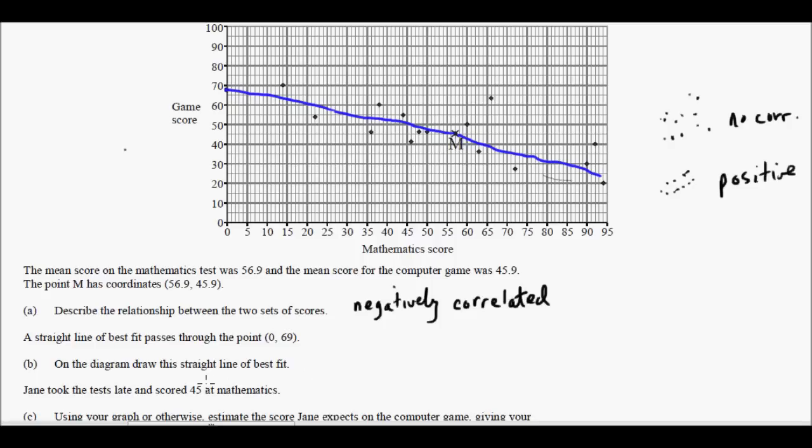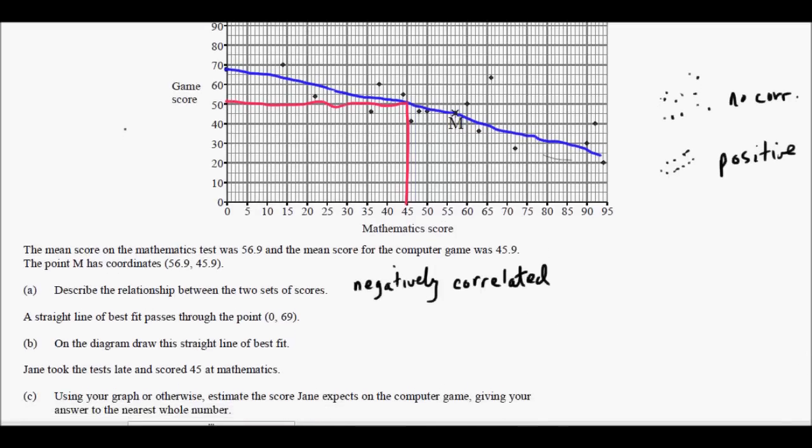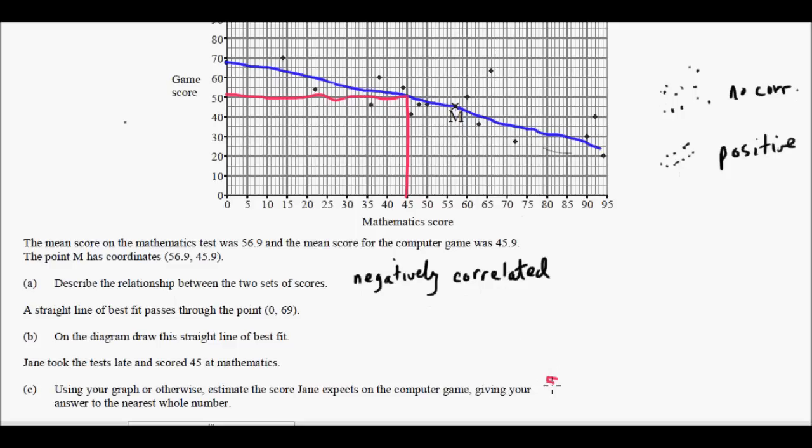Okay, so Jane took the test late and scored 45 in mathematics, whatever. Okay, so use your graph or otherwise estimate what she expects to get on her computer game. Well, she's got a 45 on mathematics, okay, which is right here. Okay, then once you hit the graph, you're going to go over here. So, to me this looks like it's going to be about 50. Yeah, 50. Okay, so that's a pretty straightforward question. They actually give you the graph there.